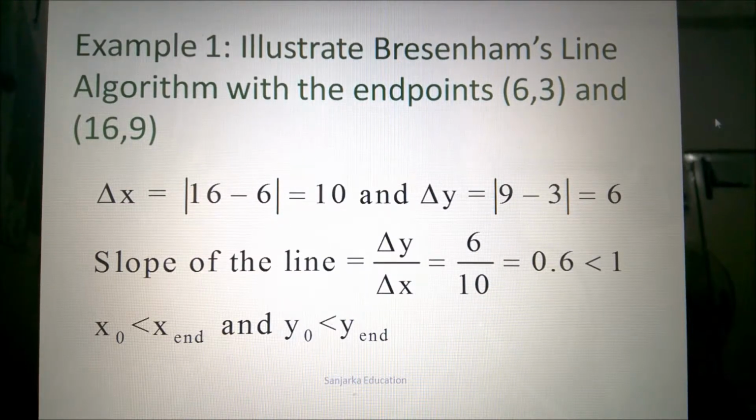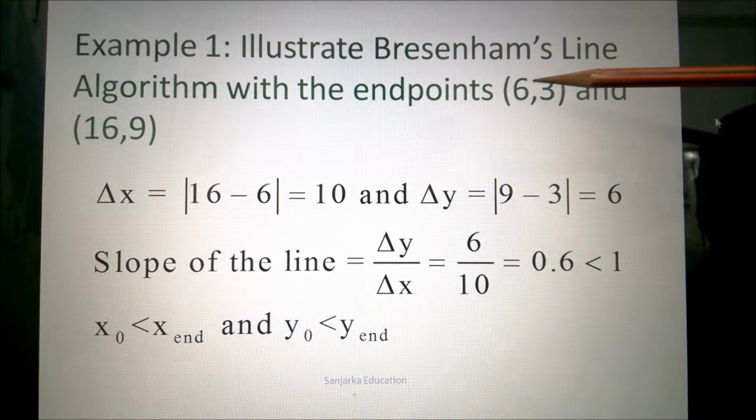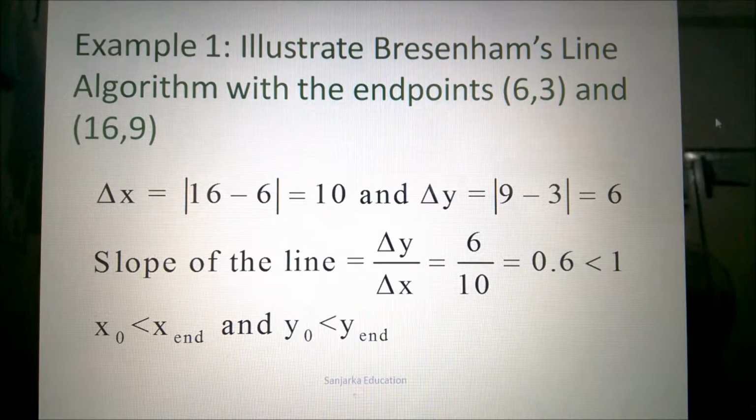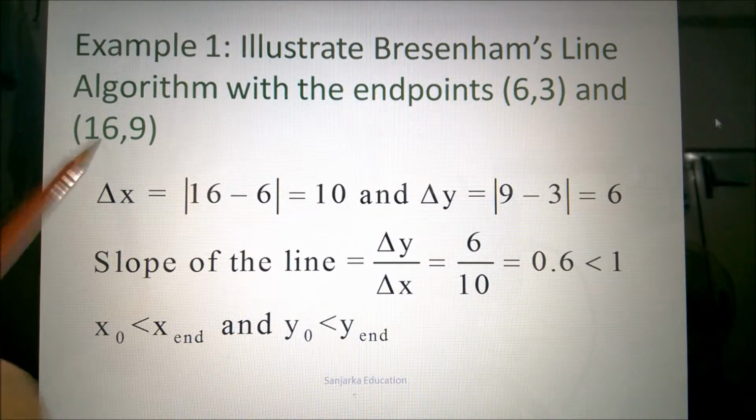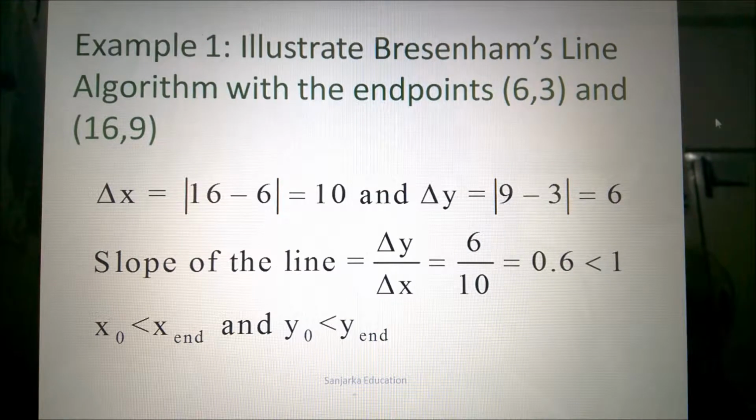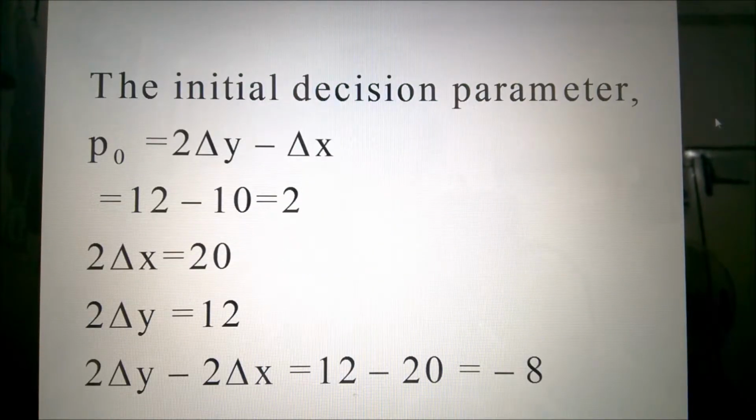which is less than 1. Another point to be noticed here is that the initial x coordinate is lesser than the final x coordinate. Therefore, in this case, the sampling of the x coordinate will be unity in every step, and it will be incremented. Next, we find the initial decision parameter with this formula, and we find the necessary terms to find the next decision parameter.